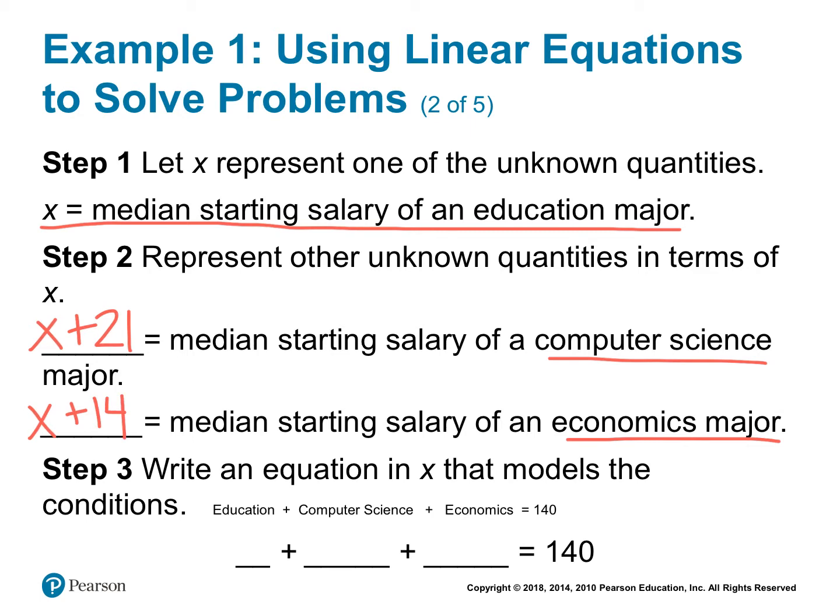And now we're going to use those to write an equation in step 3. Our education major, the starting median salary, is our x. Computer science we said was x plus 21. And our economics major we said was x plus 14. And that all equals 140. All of these are in terms of thousands, so we don't need to put the extra zeros behind. We'll just remember that in our label at the end.